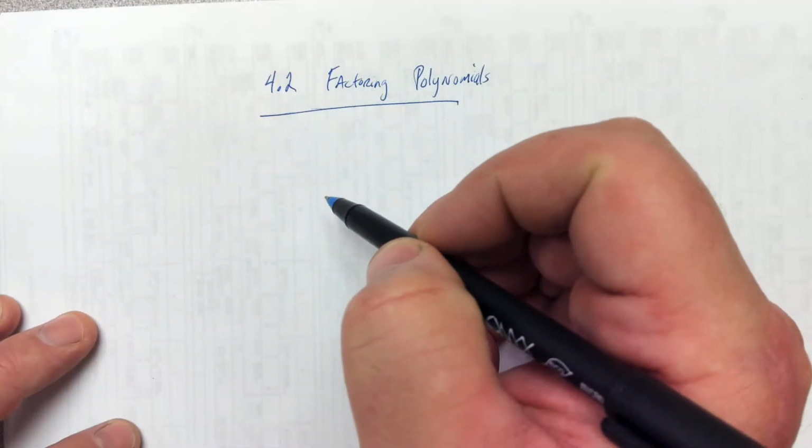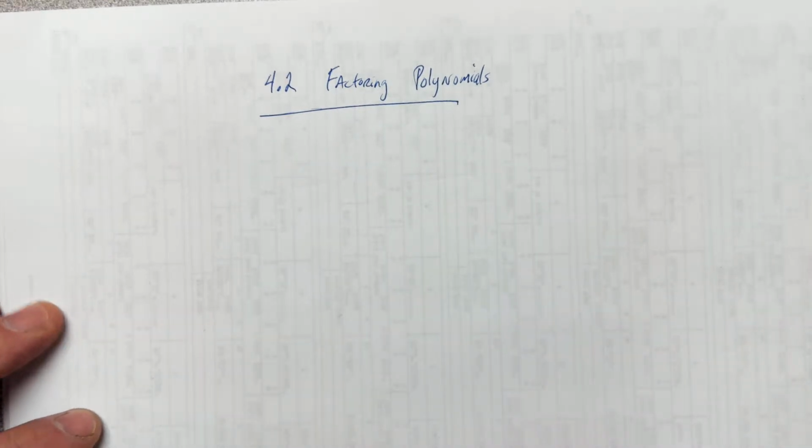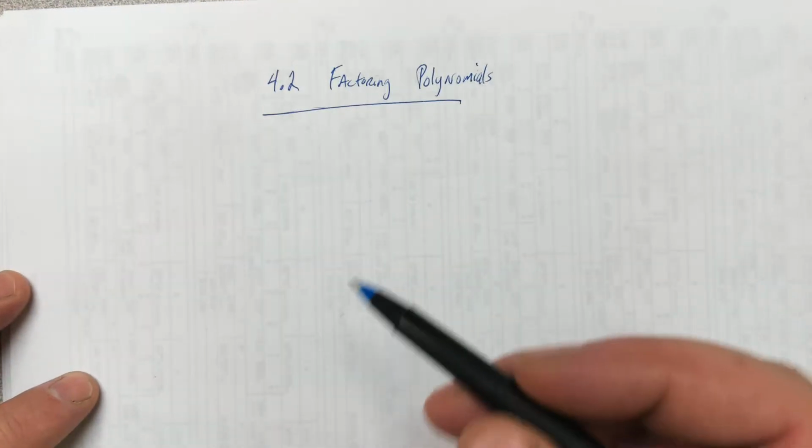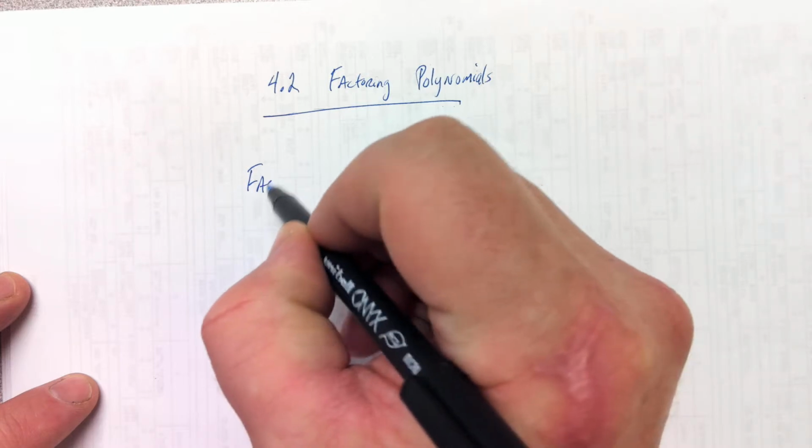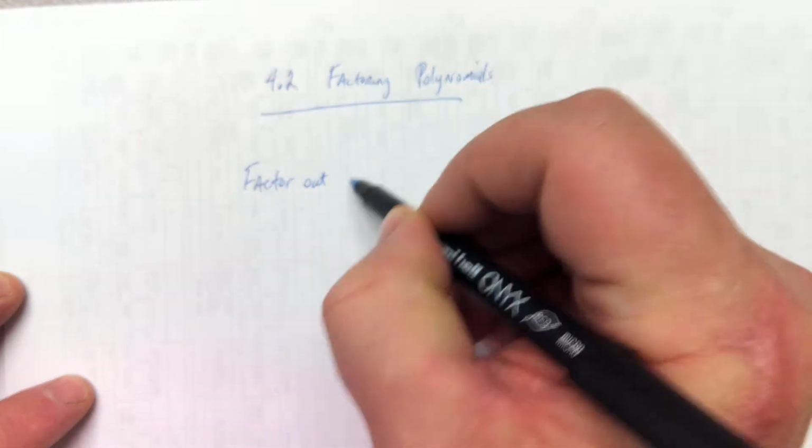There are a few types of factoring of polynomials we're going to learn today. Okay? First one is we're going to factor out a monomial.